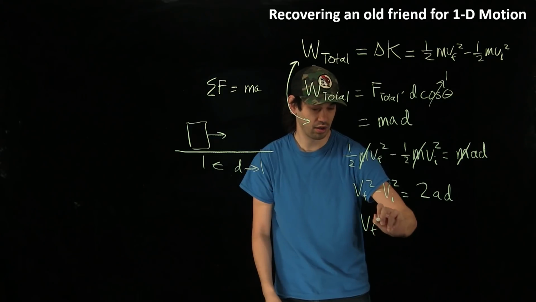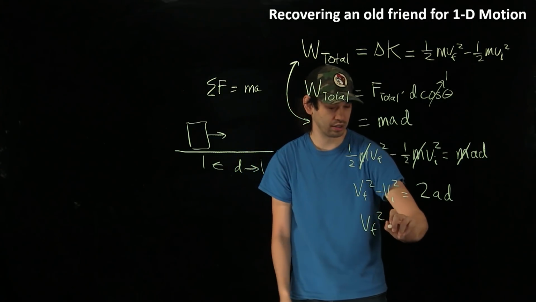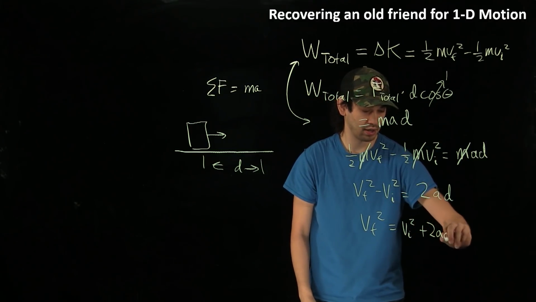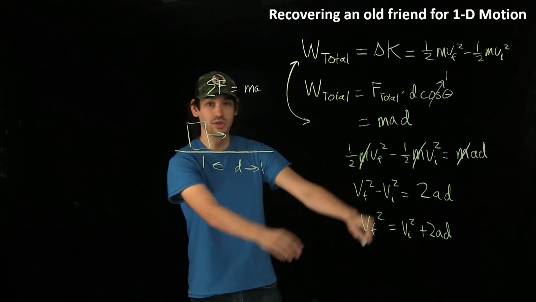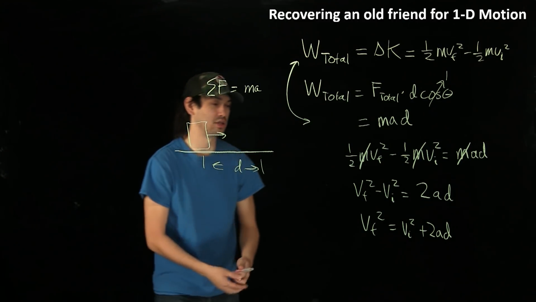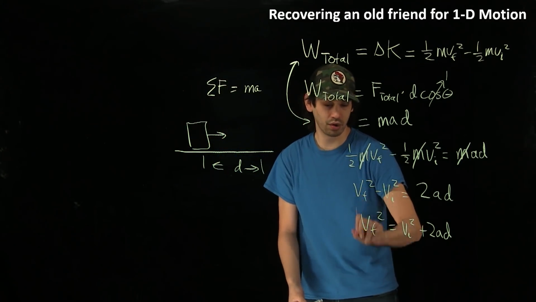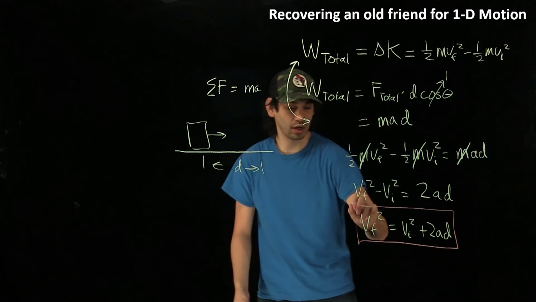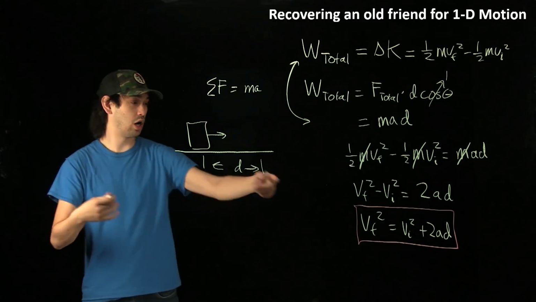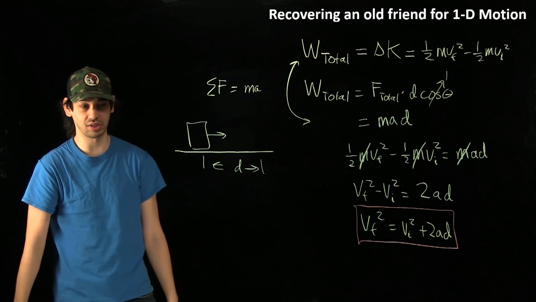And so that's to say Vf squared is going to be equal to Vi squared plus 2AD. And this equation should be familiar to you. This is actually one of the kinematic equations that we listed before. And so in going through this process, what we were able to show is that by using the work-energy theorem, we can recover the same equation that we had by using kinematics.